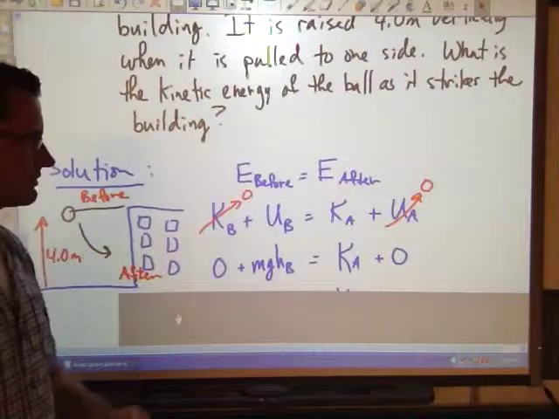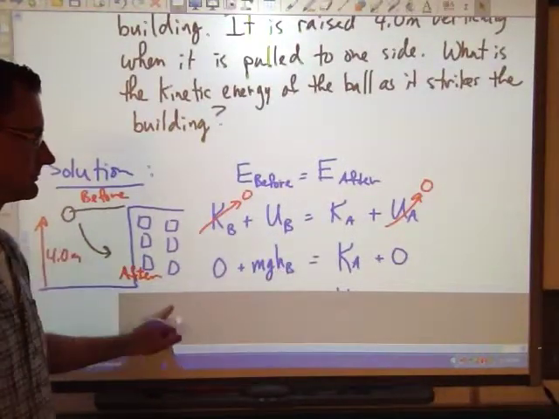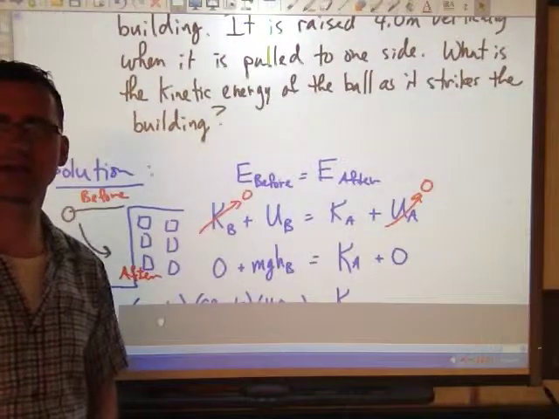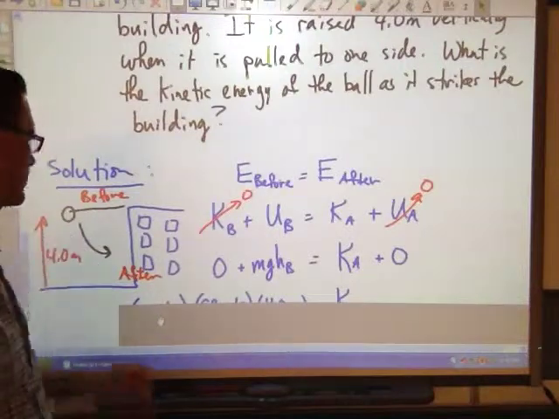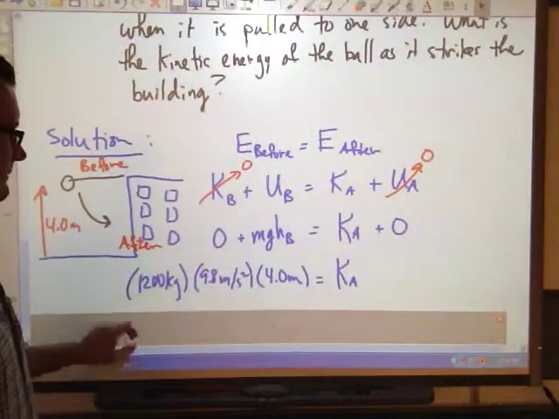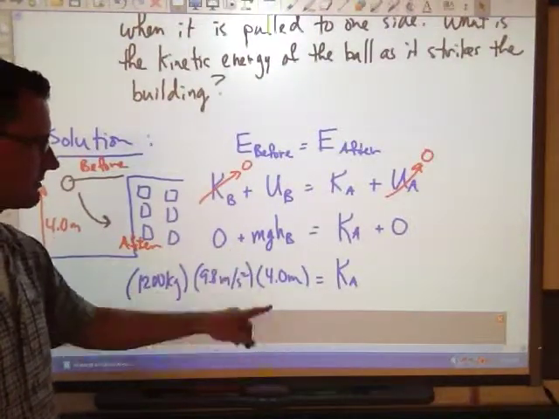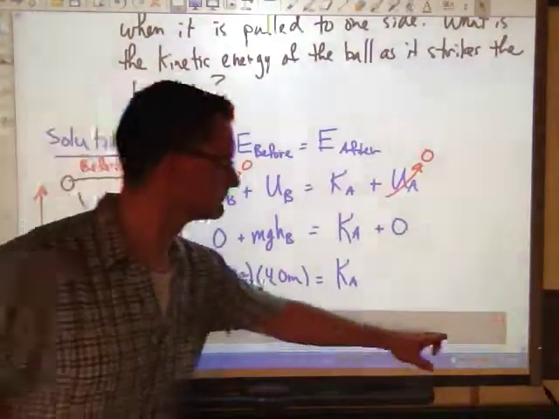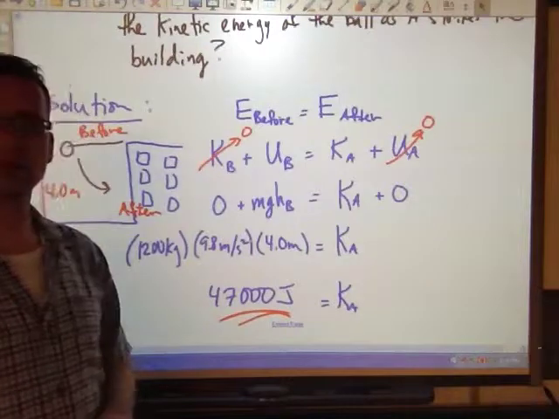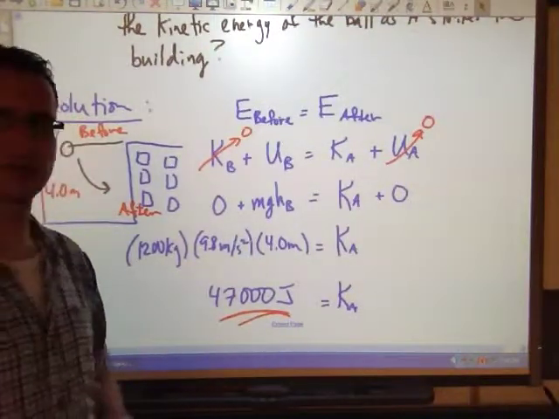So breaking U down into mgh before and height before. Now I'm just asked to find kinetic energy, so I leave this as Ka. Don't have to break it down into 1/2 mv squared. And so we get 1,200 kilograms multiplied by 9.8 meters per second squared, multiplied by 4. And we simply get 47,000 joules. Try that on your calculator, make sure you can get that same result there.